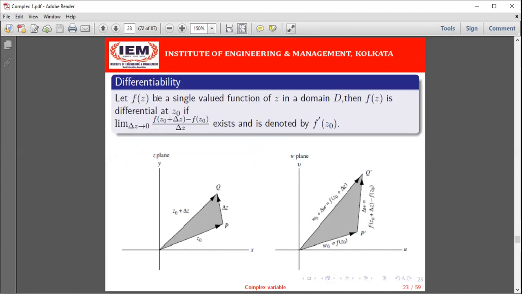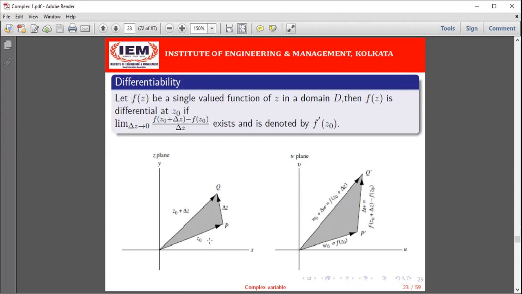So here, what we are doing, we are considering f(z). Let us consider f(z) as a single valued complex function defined in the domain D. Then the definition of this function at z0 is the same as the first principle which you did for a function of one real variable. So let's say we are considering a point P which is denoted by the complex number z0.